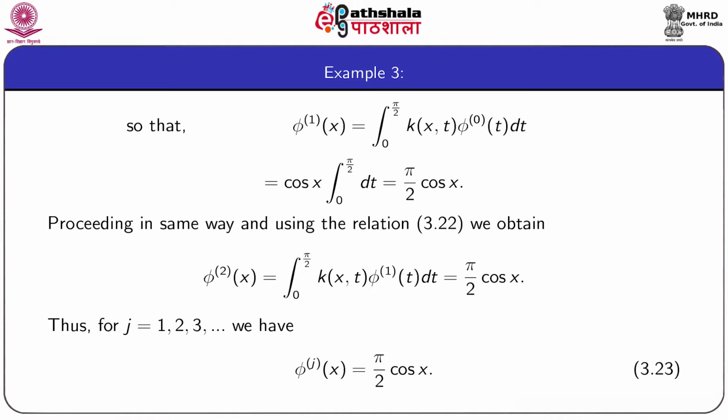Note here that φ¹(x) we have obtained equal to π/2 x. Also φ²(x) we have obtained as π/2 cos x. Similarly, φ³(x), φ⁴(x), etc., that is φʲ(x), can similarly be obtained as π/2 cos x, as given by equation 3.23.